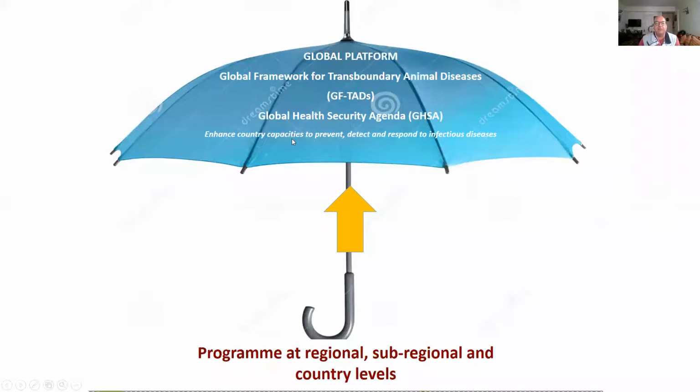These 2 platforms, for example for zoonotic diseases, mostly in countries like Nepal and Bangladesh, this program is continuing. It supports the regional, sub-regional, and country level, and the principle is capacity building of the countries. So this is the main area, and I'll give you just one example.